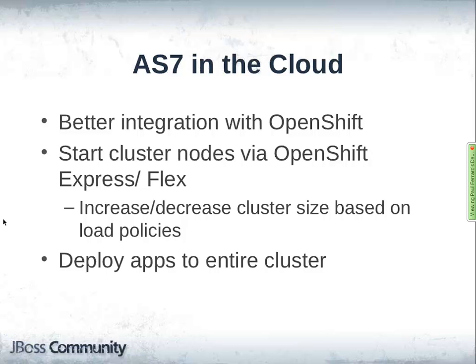You just tell OpenShift how many nodes you want to run, through currently Express or Flex, and then OpenShift can dynamically start or stop cluster nodes to maintain a certain cluster size. So if your load increases, you can automatically start additional nodes. If the load goes down over time, you can kill some of the additional nodes. So there are policies that can be defined in OpenShift to do this automatically.